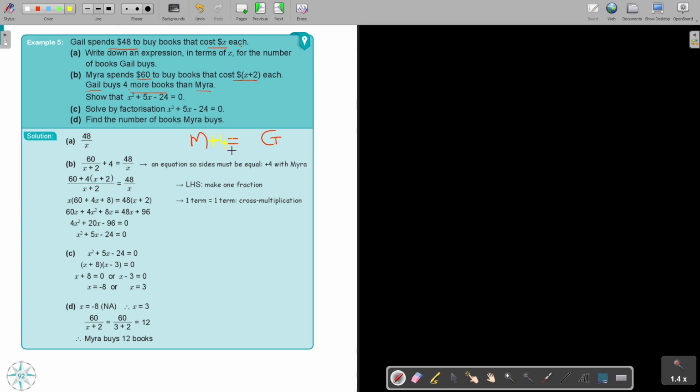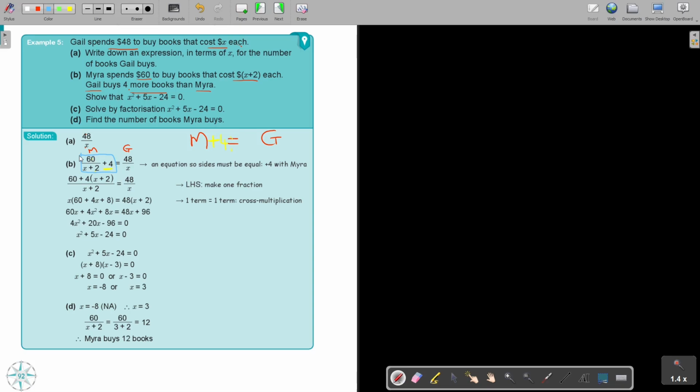Okay. So now, what is Mayra going to spend? She's going to say, instead of 48, 60 divided by X plus 2, and there is the plus 4. And there is Gail. So, do you see? This is Mayra, and this is Gail's side. Okay. Now, what I did in this example, I was first making this side one term, because there are 2 terms now. This is just a method I use, but I want to also show you our other method, because it doesn't matter. You can work with fractions now.